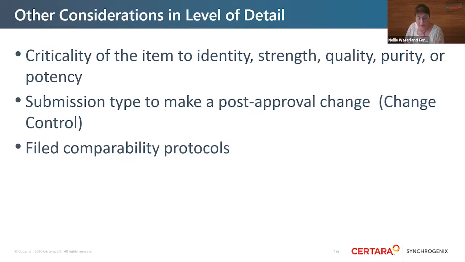When you're determining the level of detail to include in your initial NDA, you need to consider what it will take to make a post-approval change to an established condition in your NDA. We'll discuss change control on the next slide. Another thing, comparability protocols will be discussed by my colleague during the vaccine portion of this presentation.